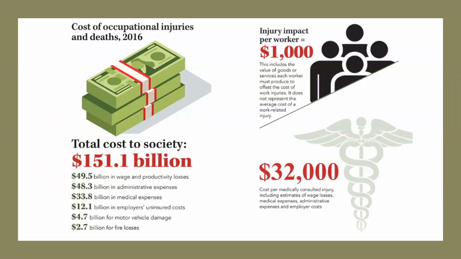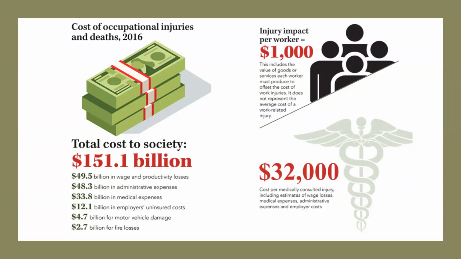So it's interesting that the cost of occupational injuries and deaths in 2016, the total cost to our society as a whole was $151 billion. That's crazy. Almost 50 billion was in wage and productivity losses, administrative expenses, 33 billion in medical expenses, 12 billion in employers' uninsured costs. Those are the costs out of your pocket. 4.7 billion for motor vehicle damages and 2.7 for fire-related losses.